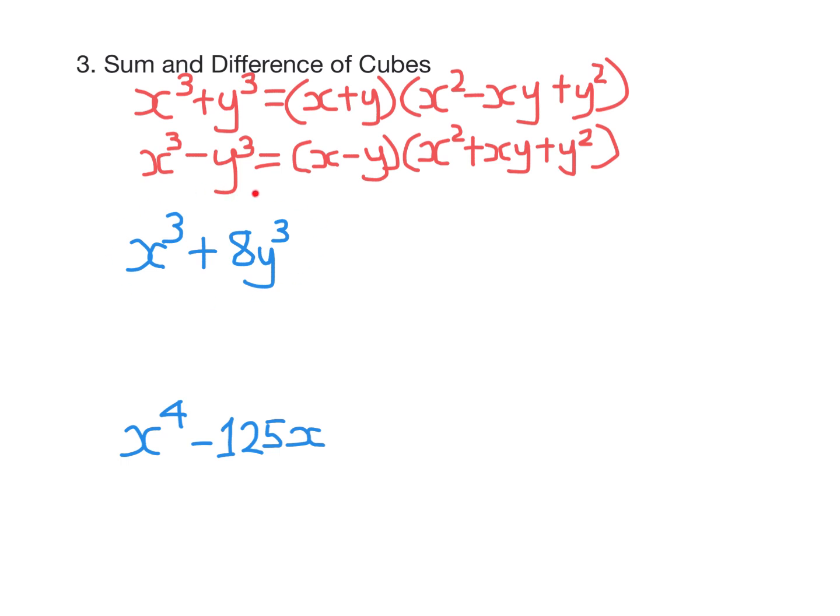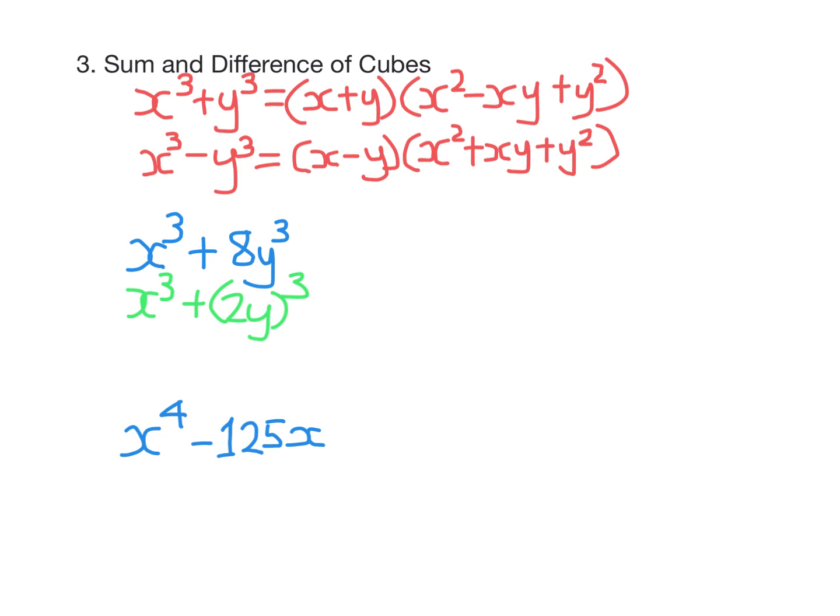So if we look at something like this, I'm just going to factorize here, not solve. We have something cubed plus something cubed. This is the sum of cubes. So I could just write this as x cubed plus 2y all cubed. So this is like what I'm going to replace with x in the formula, and I'll replace y with 2y in the formula.